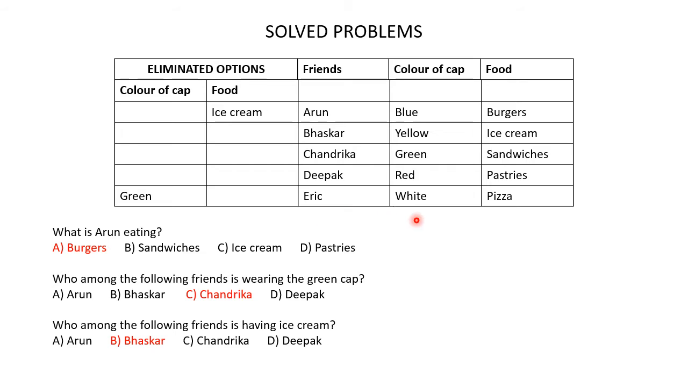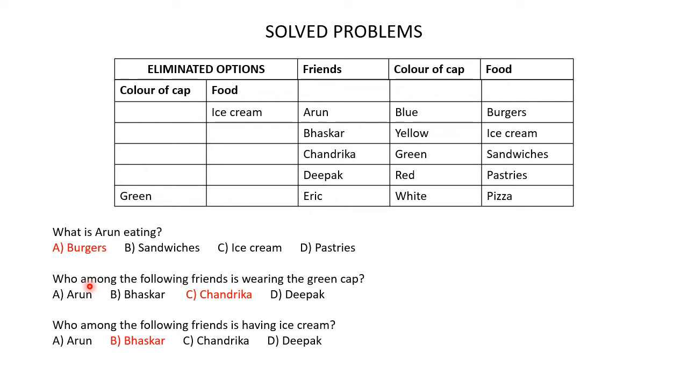So now we have a completed table. Based on this completed table, let's answer the given questions. What is Arun eating? You are given four options here and you have to find out which of these options is the correct one. So we are asked to find out what is Arun eating. So according to this table, Arun is eating burgers. So the correct answer is option A, burgers.